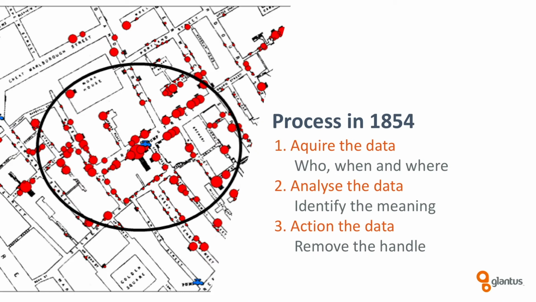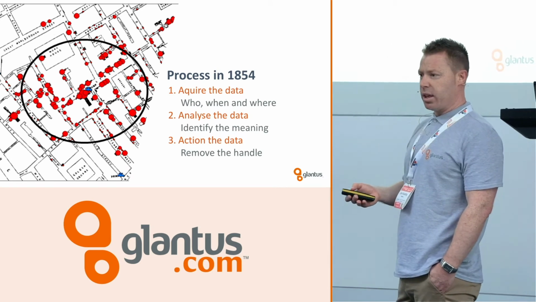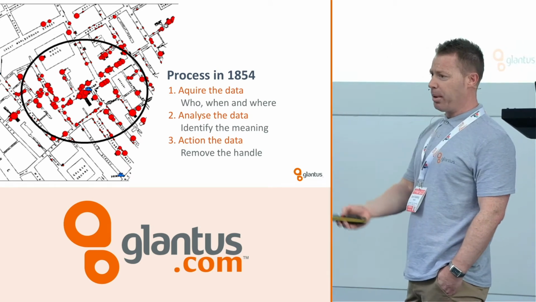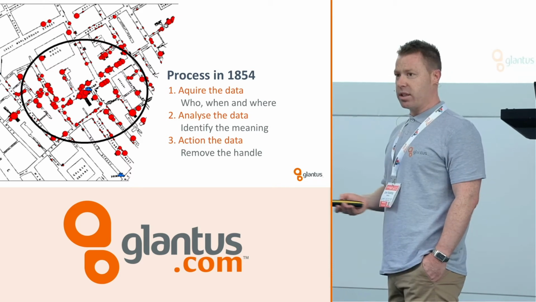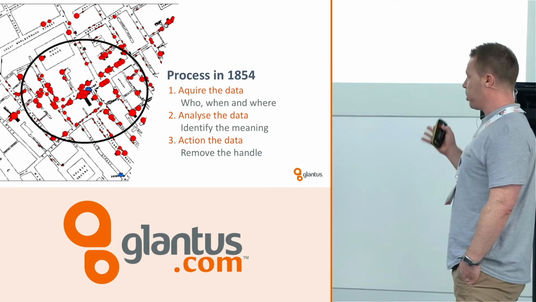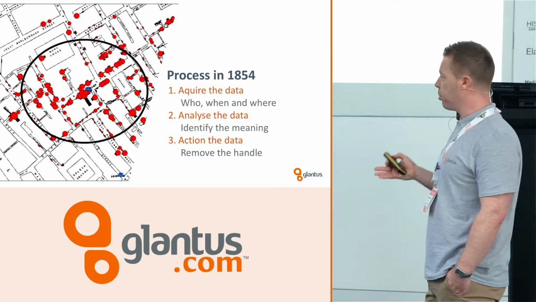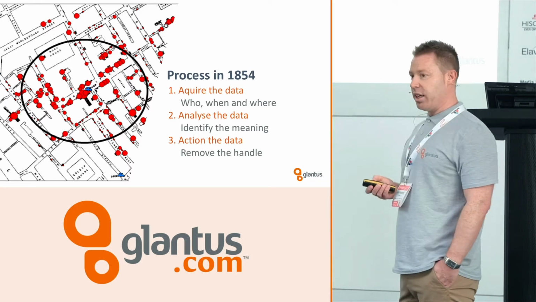And what I mean by that is that in 1854, he looked at who was dying, where and when. And he was able to collect all of that information, very simple information. There was no real complex data here. You're talking about a person, a time, and a location. That's all. And what he was able to do was, using his map, this is a newer version of the map, but effectively it's the same thing. He was able to analyze that data to identify meaning.